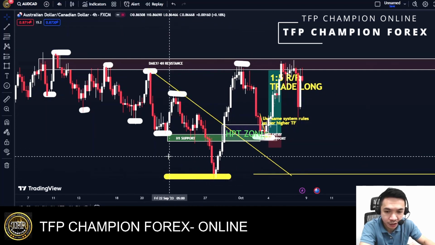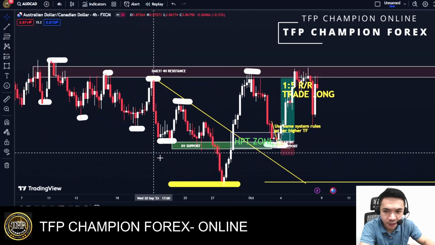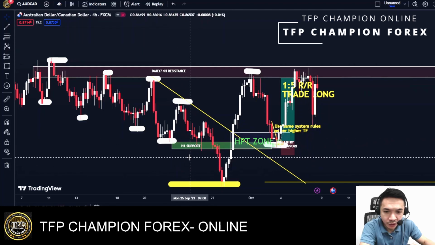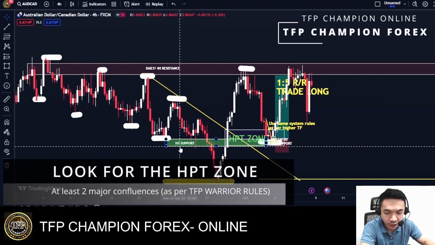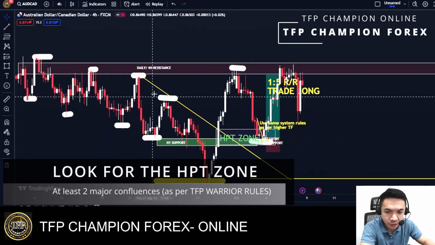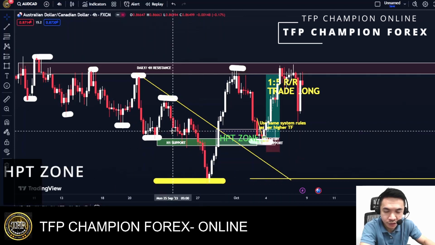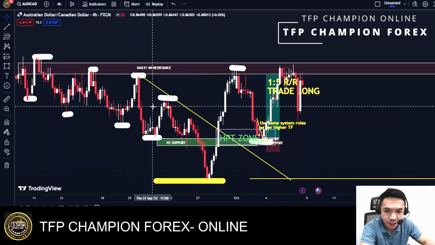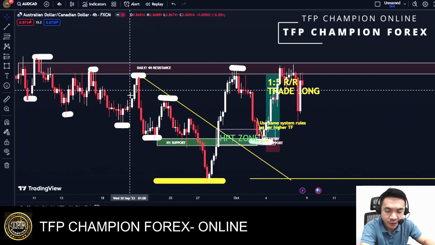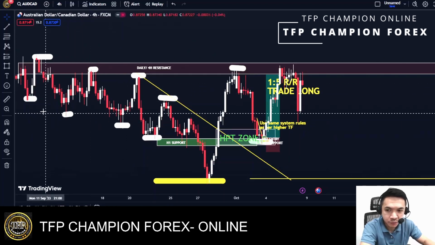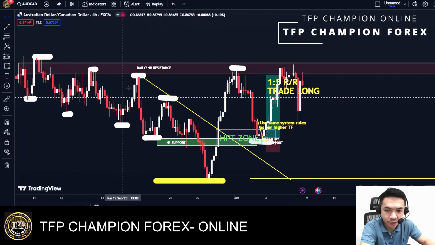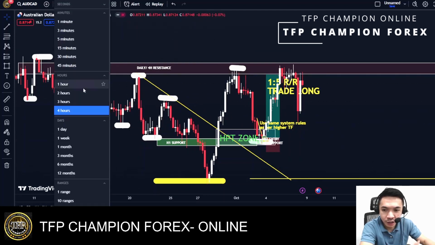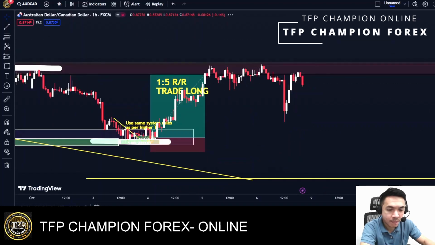Okay? And of course, I marked my level of support dito, but on a H1 perspective. Okay? But to make it more simple, tinignan ko rin siya sa 4 hours just to make sure na the market is intact. At the same time, kita ko clearly less noise, ano yung simpleng market structure niya. Okay? On an hour perspective naman, okay?